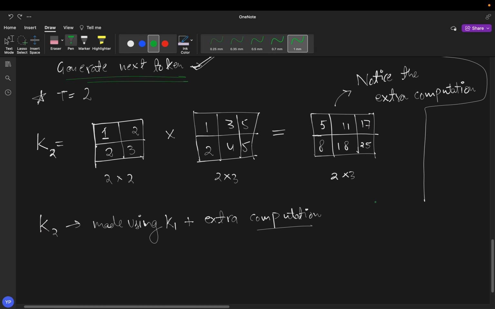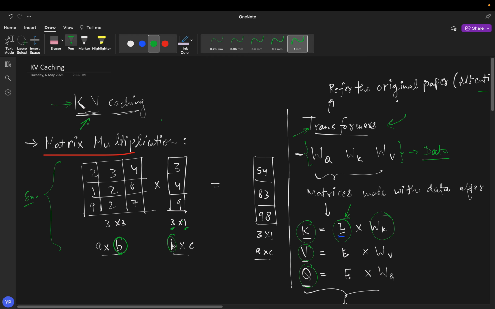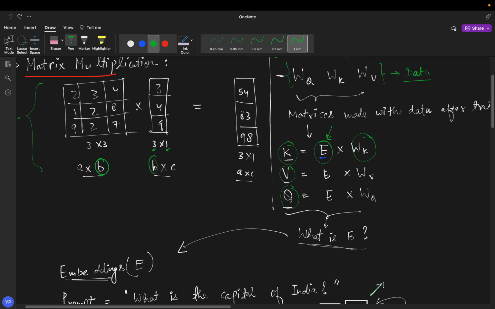But then comes a question: why the hell is it called KV caching if we have K, V, and Q matrices? What about Q? You would say, what about Q? Well, we'll come back to it in a bit.